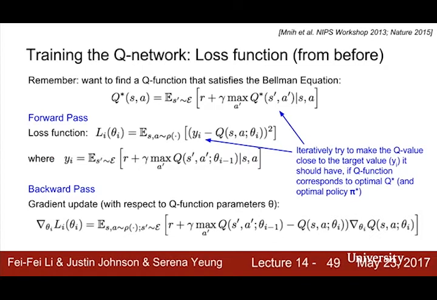Then in order to train this, we're just going to use our loss function from before. Remember, we're trying to enforce the Bellman equation. On our forward pass, our loss function is going to iteratively try to make our Q value close to the target value that it should have. Then our backward pass is just directly taking the gradient of this loss function and taking a gradient step based on that.